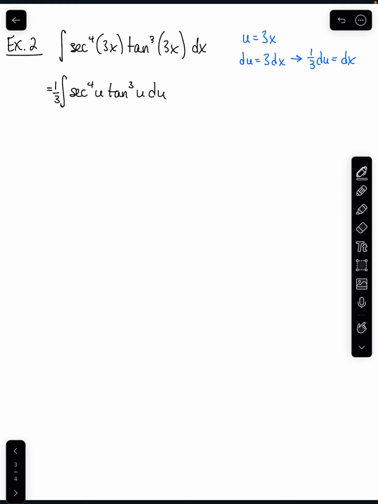We have an even power of secant, which means I can split off a secant squared and still have an even power of secant left behind. So that's the approach I'm going to take here. I have 4 factors of secant. So I'm going to keep 2 of them, and I'm going to split off the other 2 and leave them with the du.